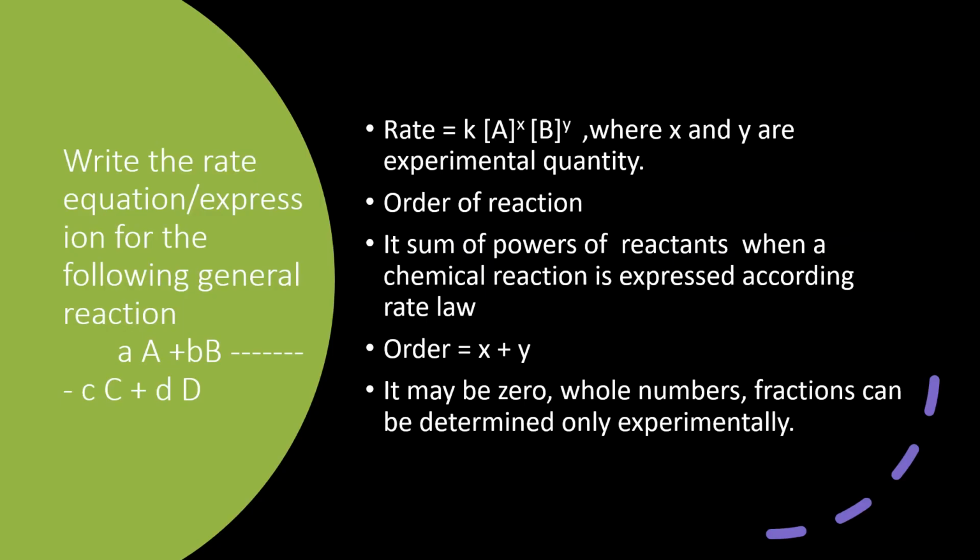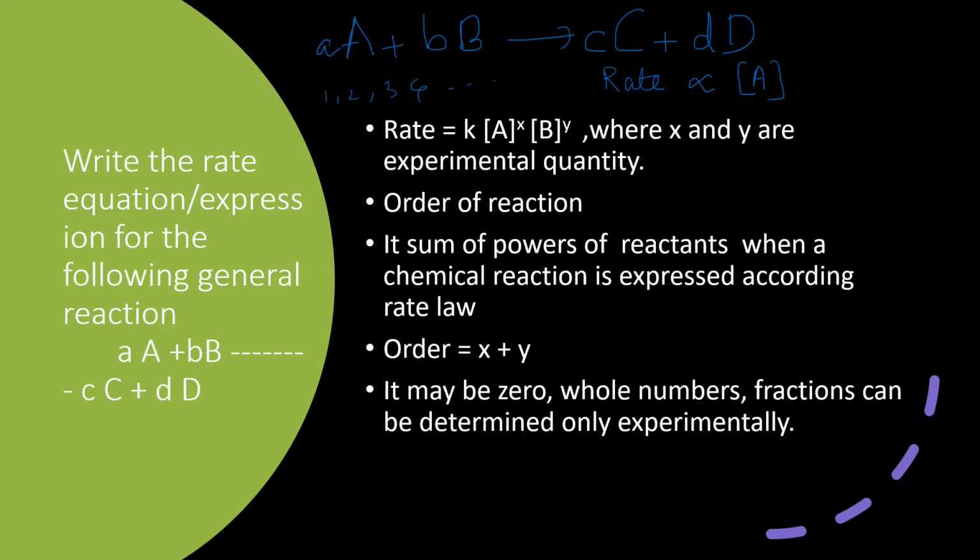So here we are required to write a rate law expression or rate equation for a reaction. Here we write a reaction: a moles of A react with b moles of B giving c moles of C plus d moles of D, where a, b, c and d are stoichiometric coefficients like 1, 2, 3, 4, etc. According to rate law, rate is directly proportional to the concentration of reactants, and if there is any stoichiometric coefficient, we need to write it as a power. But one more thing: this power is not necessarily equal to the coefficient. It may be another number. x may or may not be equal to a. It is an experimental quantity.